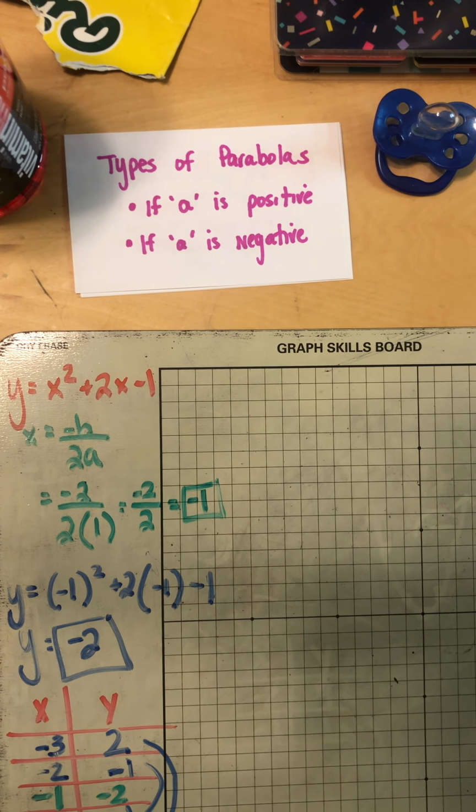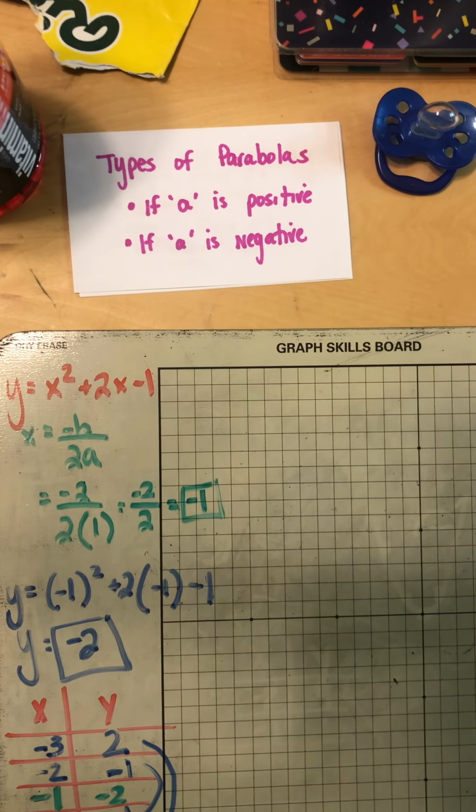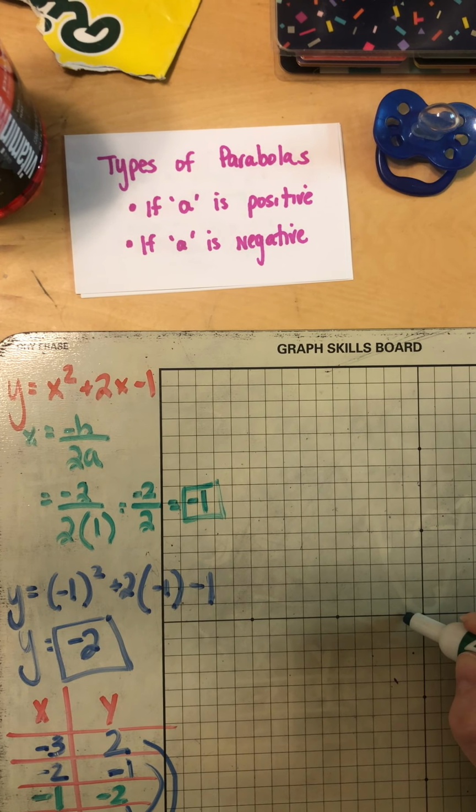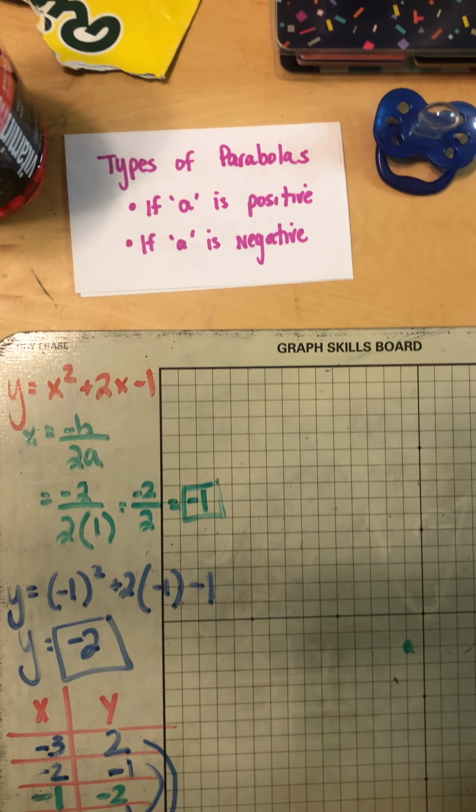And then that's what we're going to be graphing. So you graph the coordinates right there. Okay, so negative 1, negative 2 is going to be right in the middle.